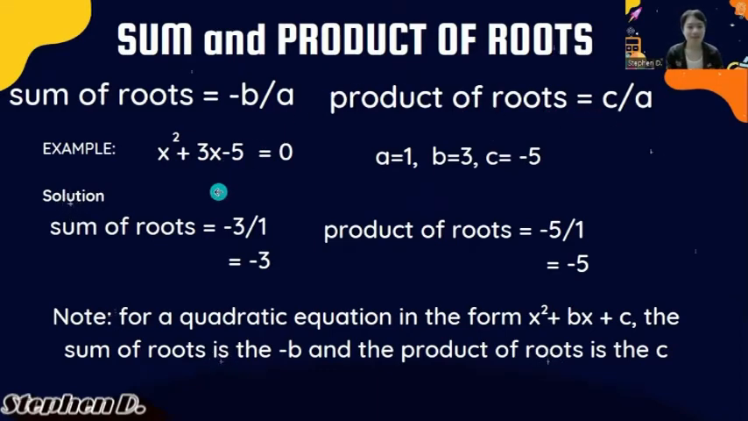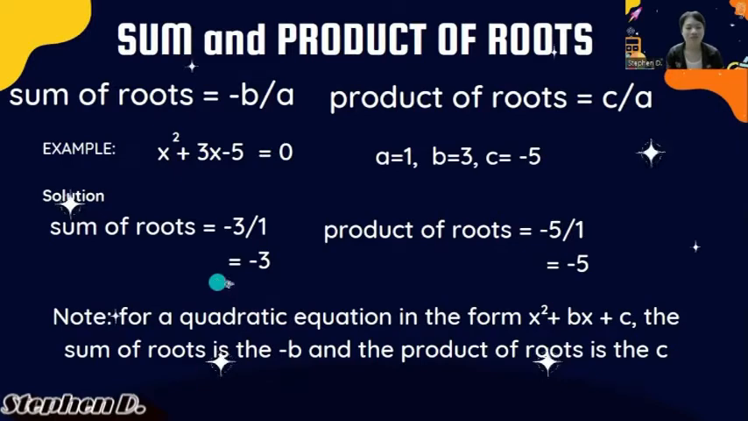For example, x squared plus 3x minus 5 equals 0. First we get our a, b, and c. Our a is equal to 1, our b is 3, and our c is negative 5. For the sum of roots, our formula again is negative b over a. Our b is 3, but since it's negative, it's negative 3 divided by 1, so we will get negative 3. And for the product of the roots, we have the formula c over a. Our c is negative 5 and our a is 1, so we will get negative 5.